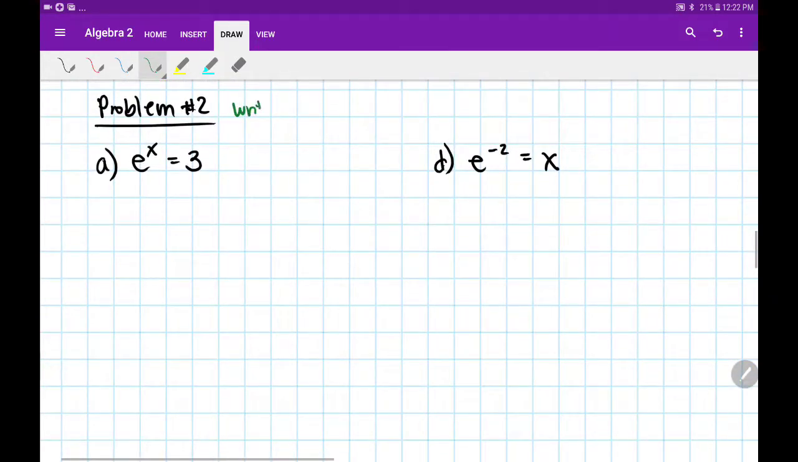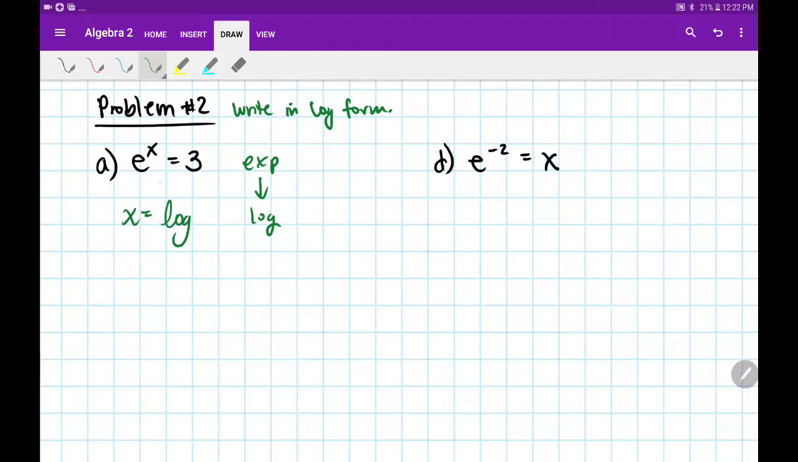Now we are in exponential form, and the instructions say, hey, convert this into log form. All right, so let's do it. If I'm in exponential form and I need to go to log form, then I need to bring down the exponent, set it equal to log, what's my base? Oh, the base is e of 3. Now, whenever my base is e, from now on, I'm just going to write ln right away, ln 3. And that's our final answer.